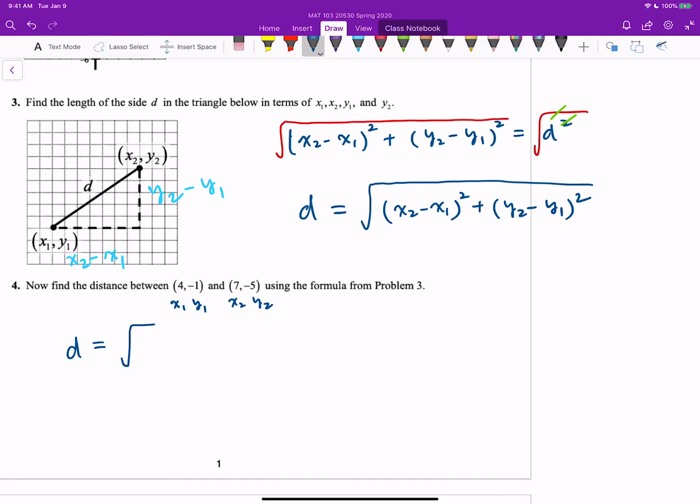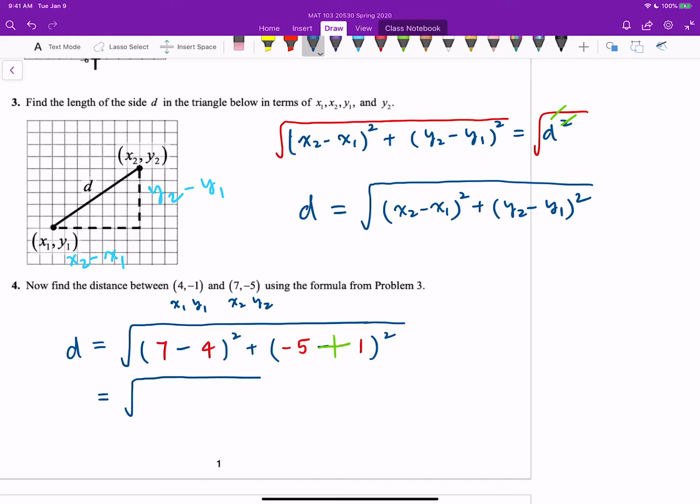D equals the square root of x2 minus x1 squared. Our x2 is 7, minus x1 is 4, squared, plus y2, that's negative 5, minus y1, which is negative 1, squared. So notice that inside the second part, the double negative becomes positive. So right here it becomes positive. And then we continue.